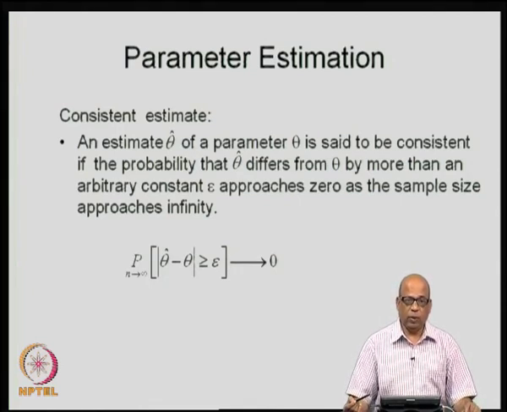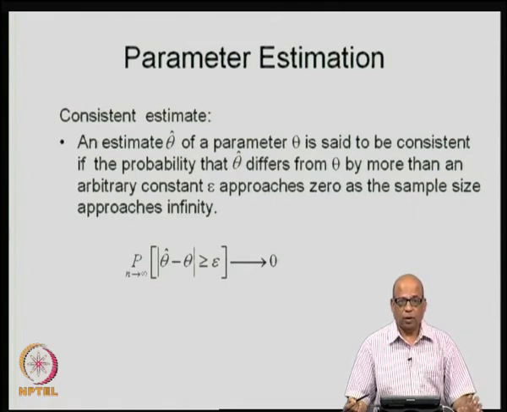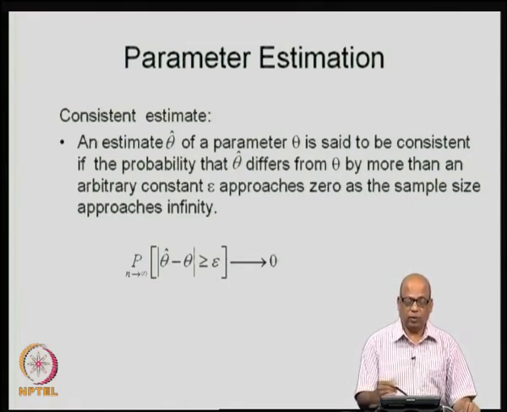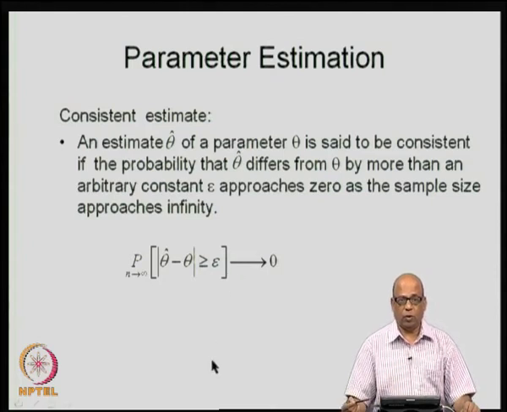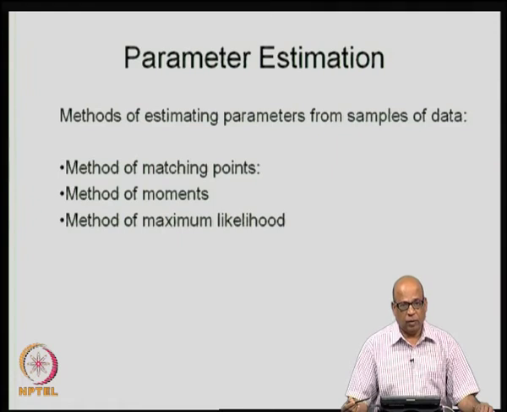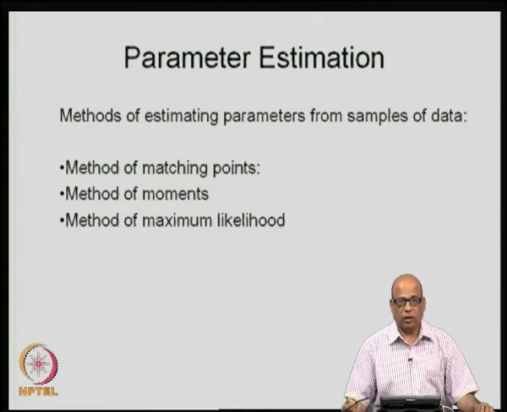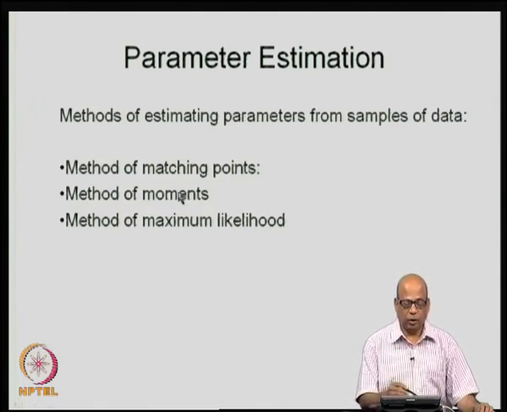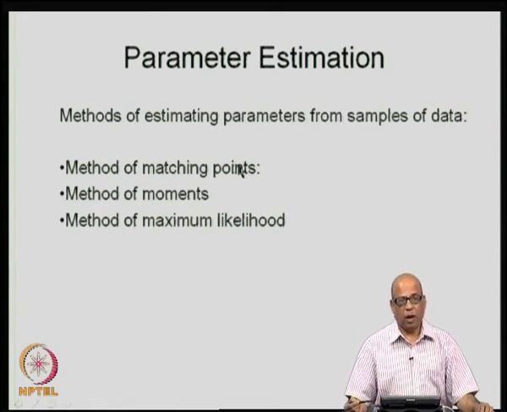So, in certain situations we will be interested in both unbiased as well as consistent estimates, and therefore it is important for us to understand this concept and then test for unbiasedness as well as consistency of estimates. Now, having introduced the concept of parameter estimates, we will look at some methods which are available for estimating the parameters. We will typically use the method of matching points, method of moments, and the method of maximum likelihood. We will introduce these three methods for estimating the parameters.